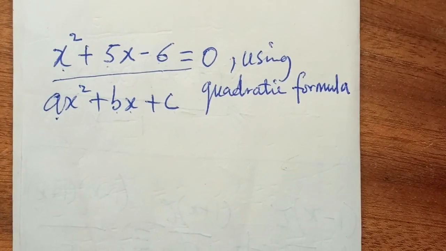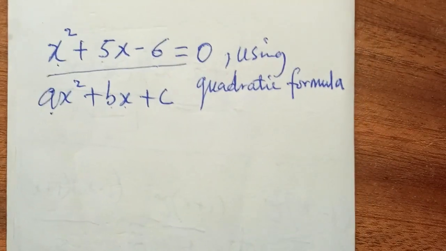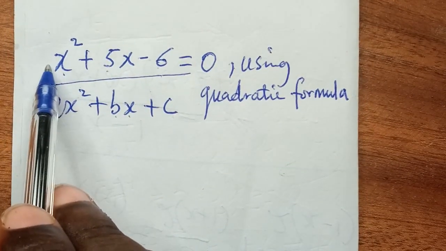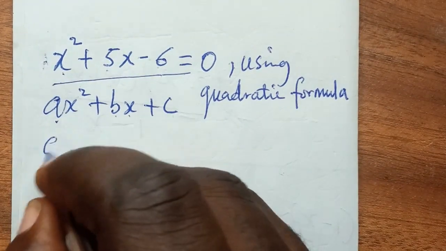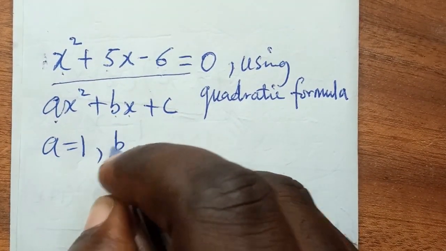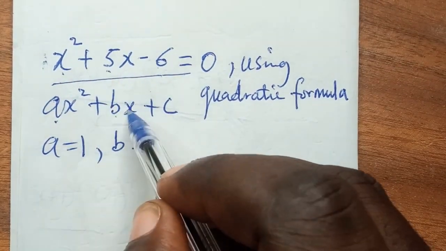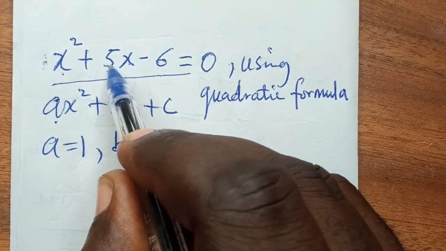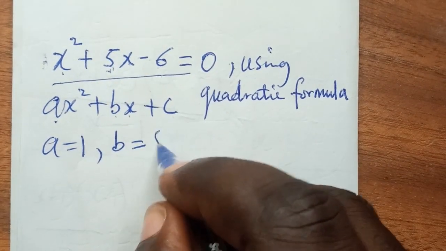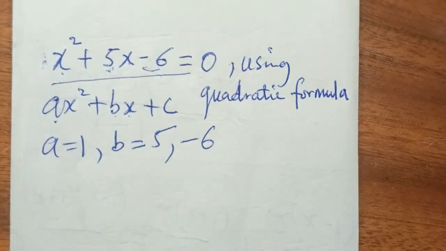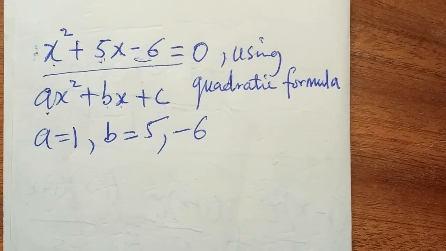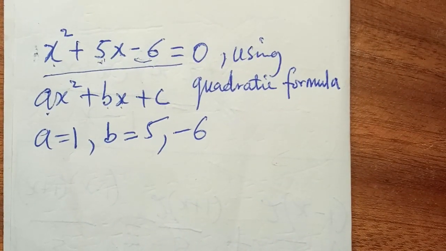So the first thing is to make sure that you classify a, b, and c. The coefficient of this x squared is 1, which is in front here, though they have not written it, but it's always 1. So you're going to say that a is equal to 1, b is equal to 5, because the coefficient of x here, which stands for b, is 5. Then c is the constant, which is minus 6. Now we have put in writing the various values of the expression as a, b, and c.